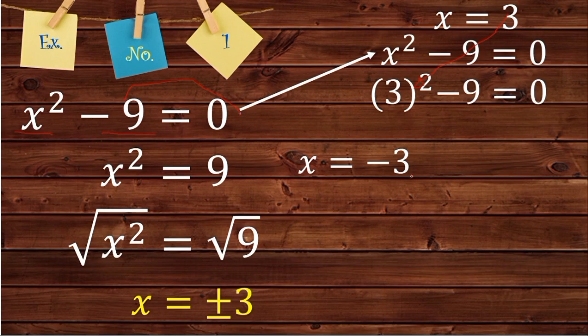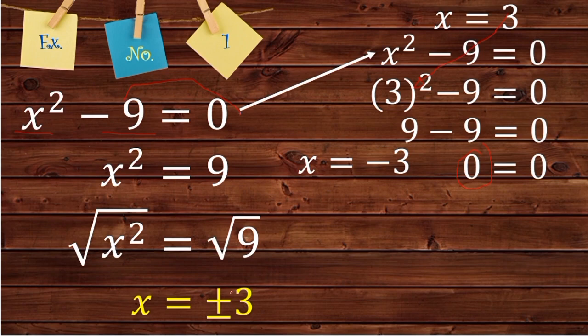So what is 3 squared? Ibig sabihin ng 3 squared, you have to multiply 3 by itself twice. So you'll have 3 squared, 9, then copy minus 9 equals 0. 9 minus 9 is 0, equals to the right side, which is also 0. If the left and the right side are equal, then positive 3 is correct. And it is the root of the quadratic equation. 3 is a solution.